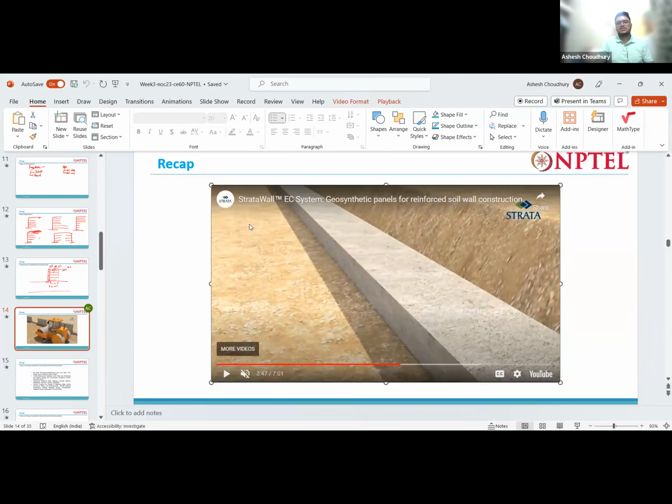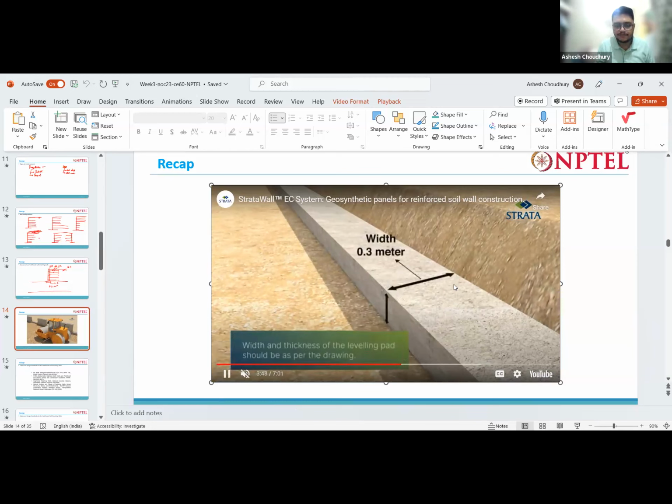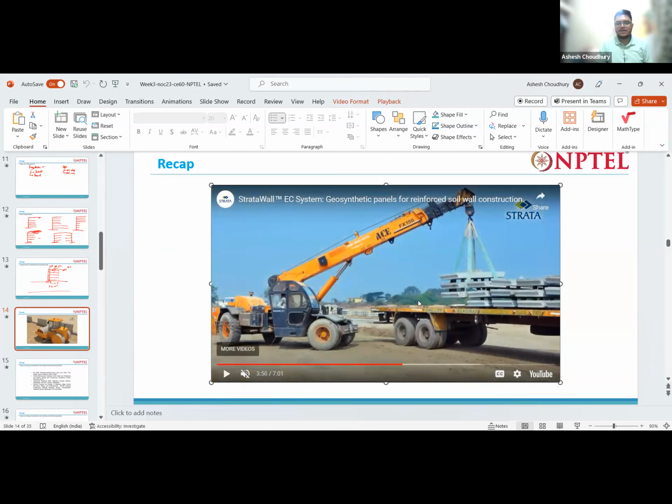This is the formation of the leveling pad. Just normal PCC construction, not RCC, normal plain concrete construction. What we do is construct this leveling pad just to get a level surface so that it's easier to place the blocks. This will be as per the drawing, as per your requirement.